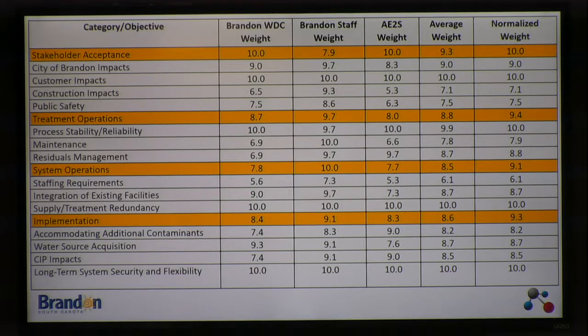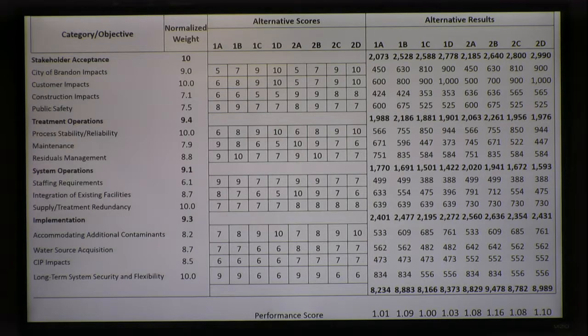And you can see under each of these subcategories that one sub-objective is also given a 10. So 10 means that that has the highest interest or the highest priority and should be given the highest weight, right? Then another focus group got together and scored each of the alternatives against these criteria.